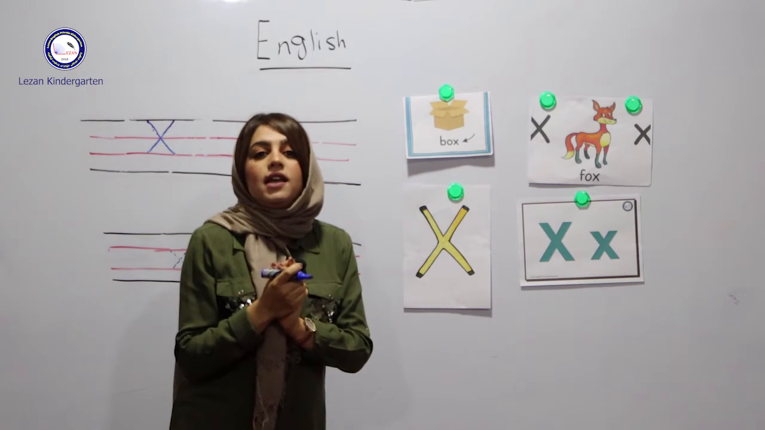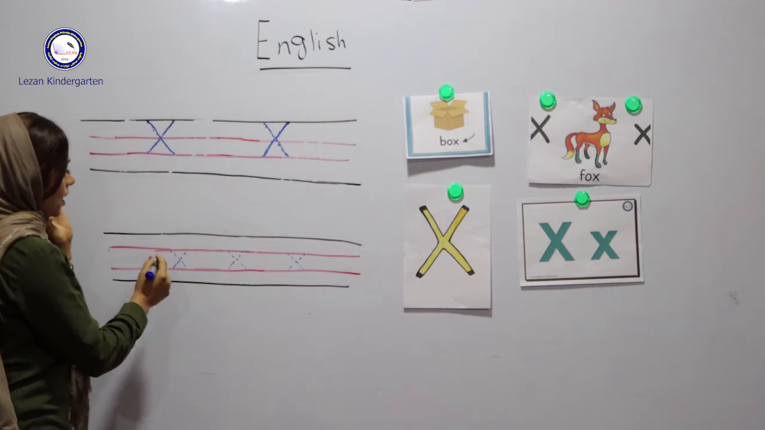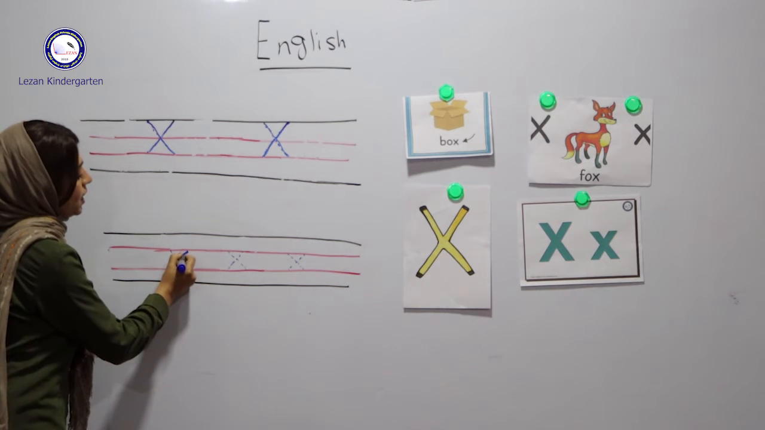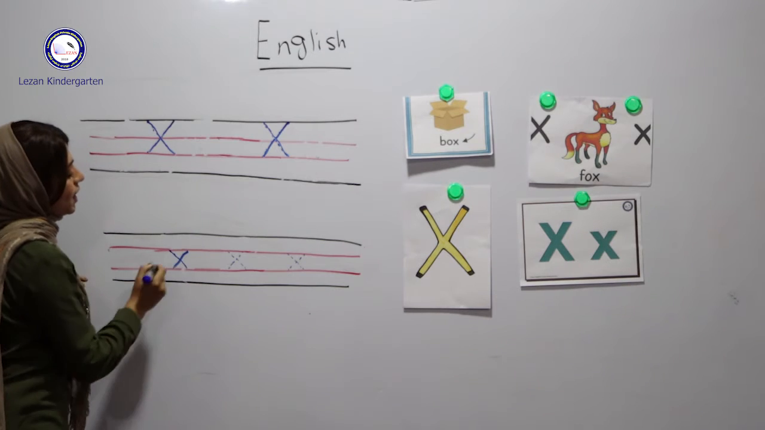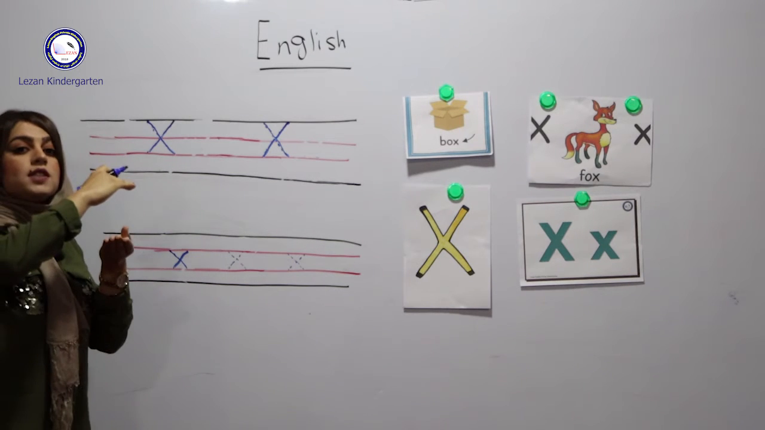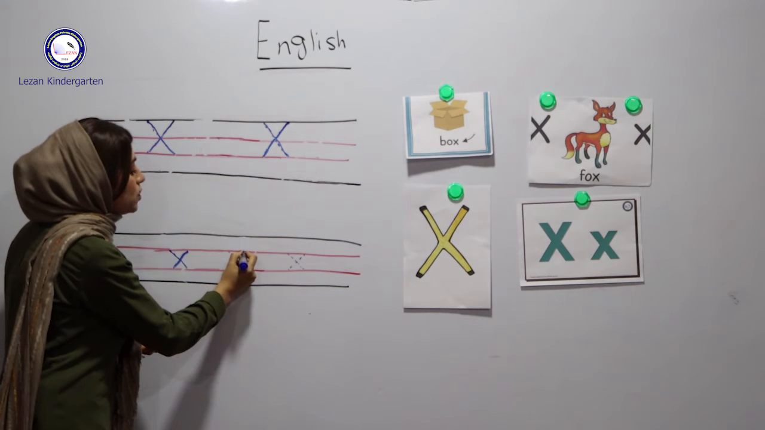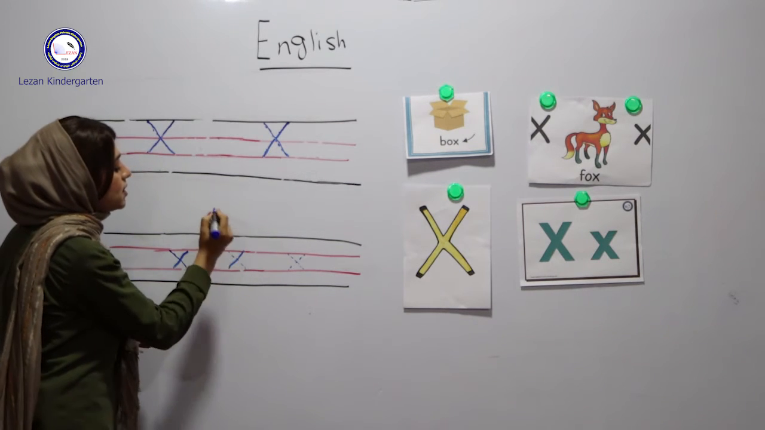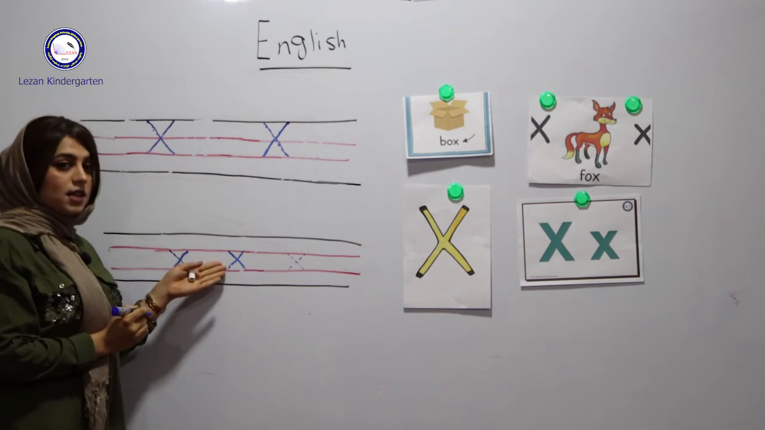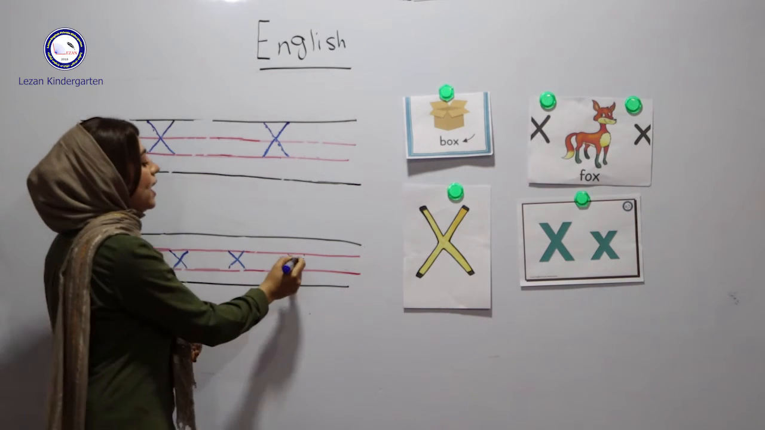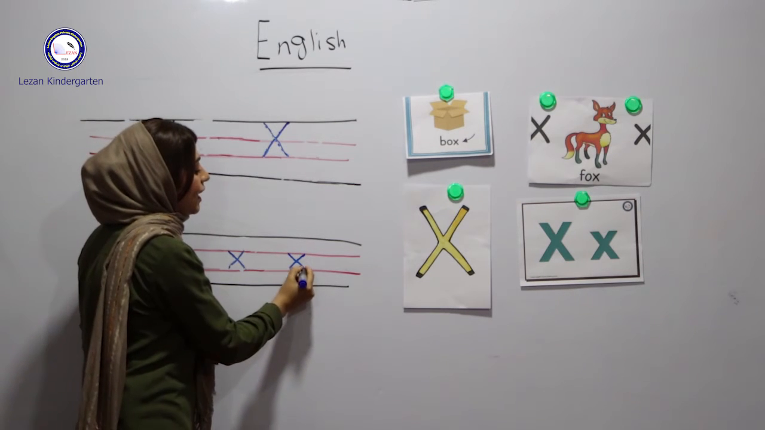Now, let's see how we write small kiss. Come to down in the right. Come to down in the left. This is small kiss. Again, be with me. Come to down in the right. Come to down in the left. Small kiss. Come to down in the right. Come to down in the left.